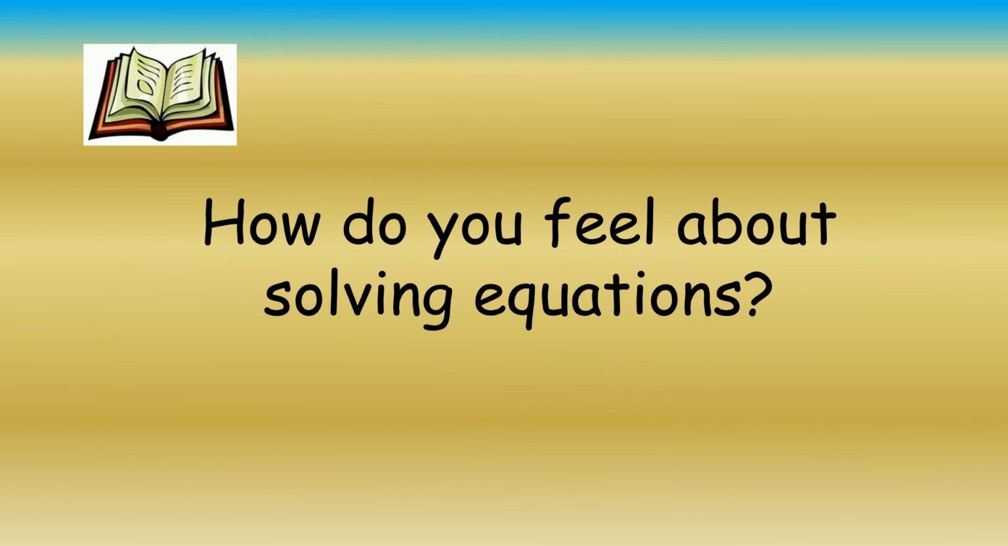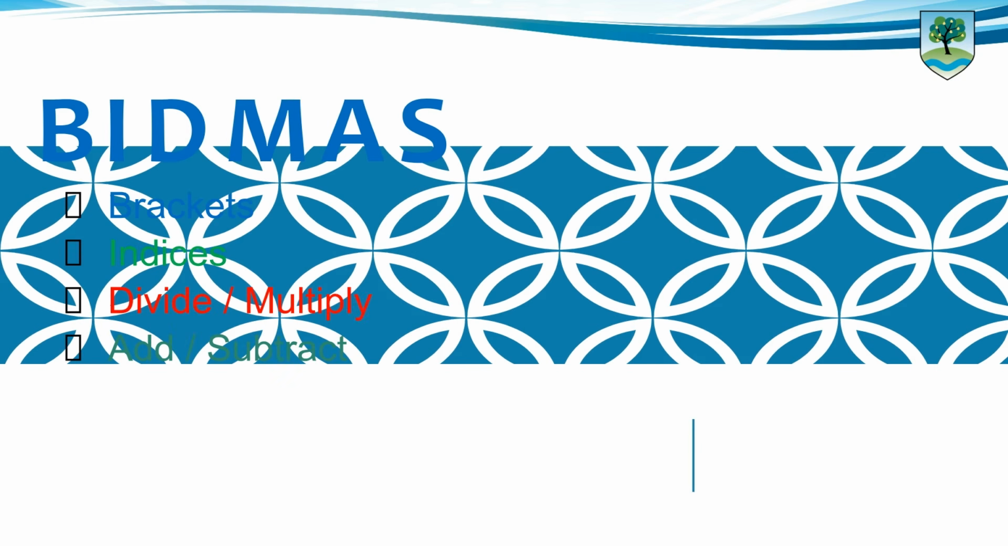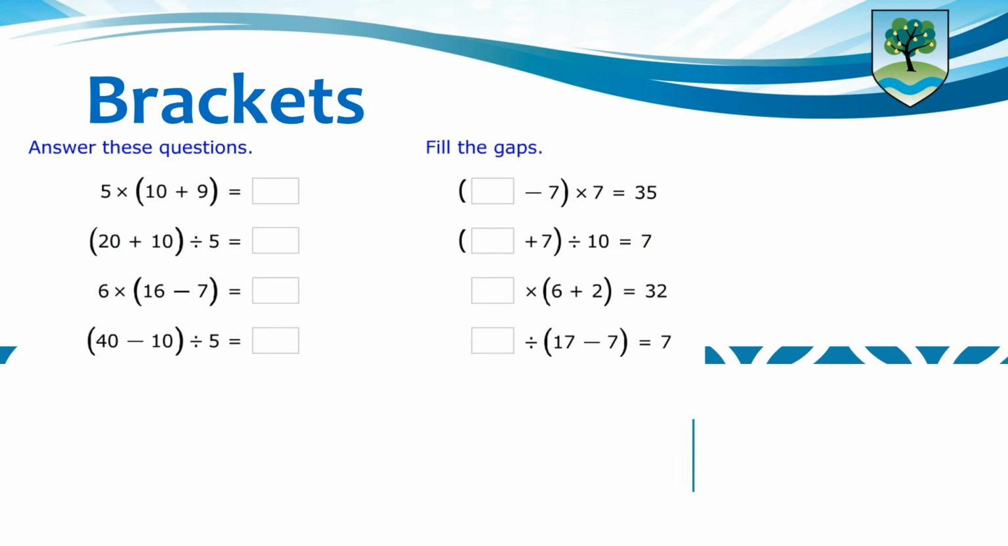To end our video, please consider your level of confidence and understanding in solving equations from level 5 to level 7. Before we delve further into complex problem solving, let's establish the order of operations, often remembered with the mnemonic BIDMAS. Brackets are the first step in BIDMAS. This diagram illustrates how the operations inside brackets must be performed first.